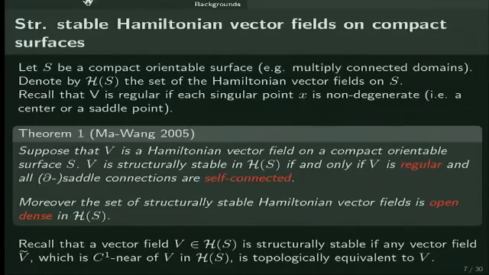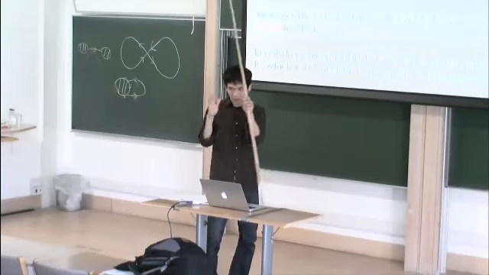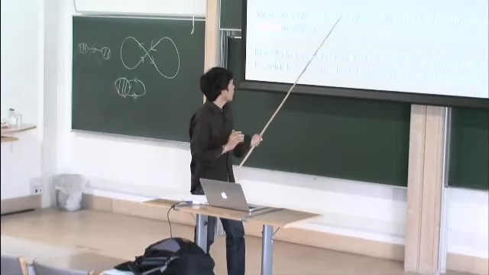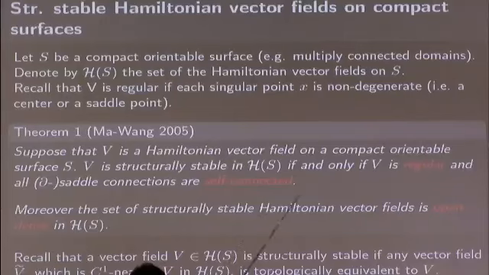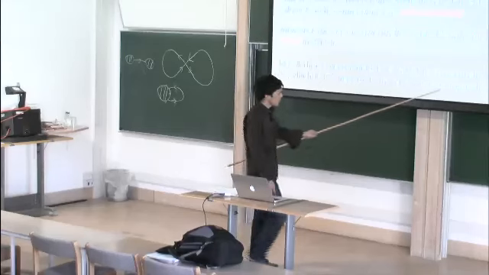So this says if we perturb a little bit, we can find a structurally stable one, and this also says that in nature almost every Hamiltonian vector field we observe is structurally stable. So structurally stable means any vector field which is C1 near V in H of S is topologically equivalent.